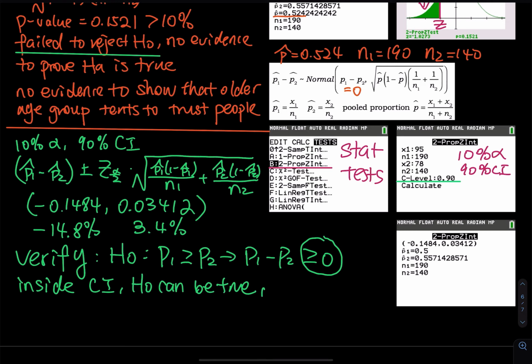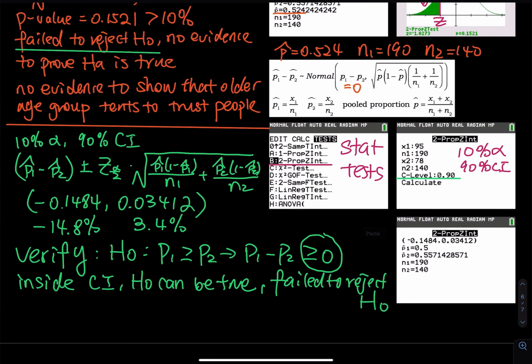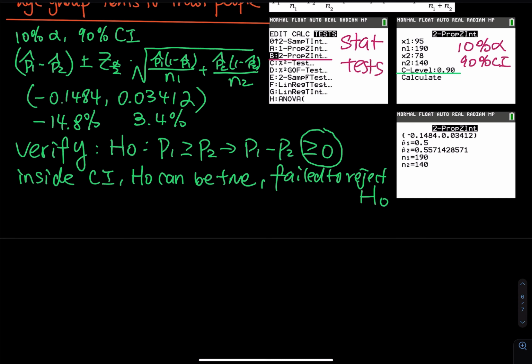Then you fail to reject H0. So we just fail to reject H0 using a confidence interval. There are two ways to do it. Either you use a p-value, which is what everybody does, or you use a confidence interval. This is called verify. And then how do you explain the confidence interval? Let's explain the confidence interval.